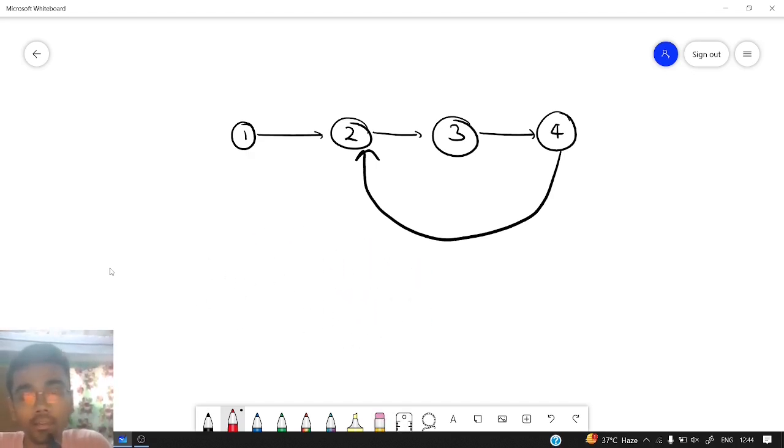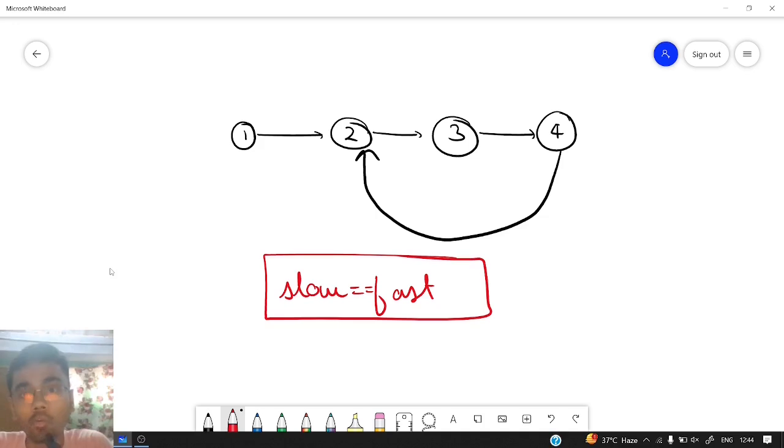Now to detect a cycle, we have one criterion. If the slow pointer and fast pointer are present at the same node, that means there is a cycle. Why this is true, I will explain with a proof, but for now, with the help of this criterion, we will determine if there is a cycle in the linked list or not. So let us see how we can do this.